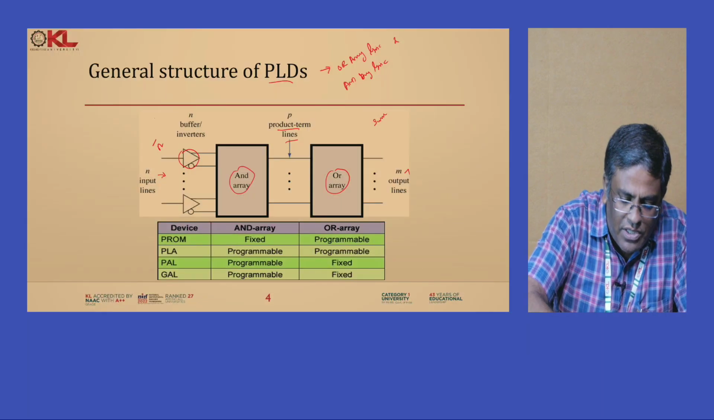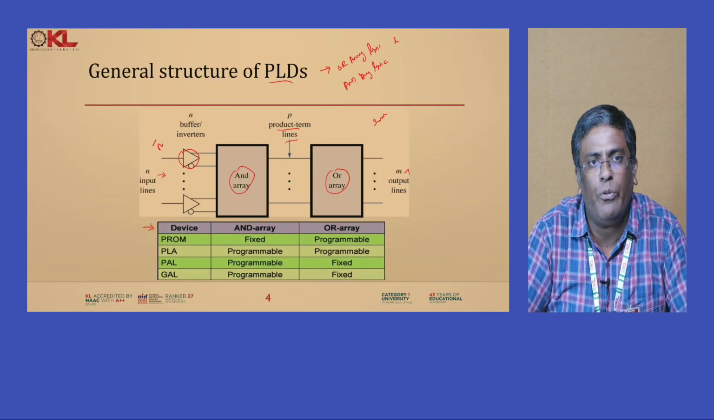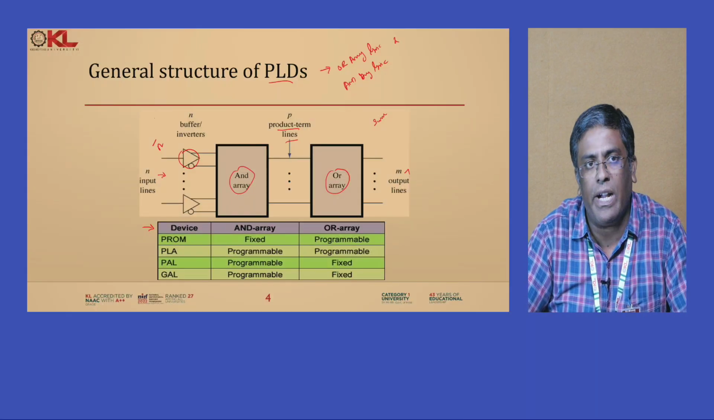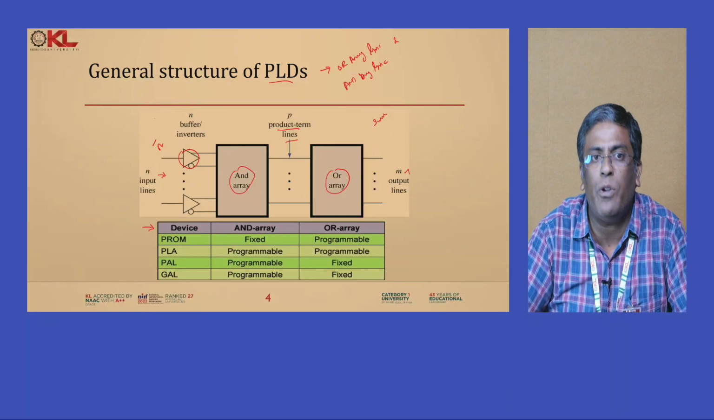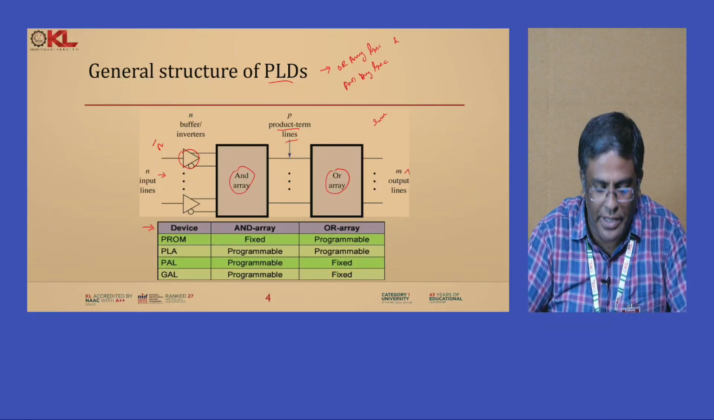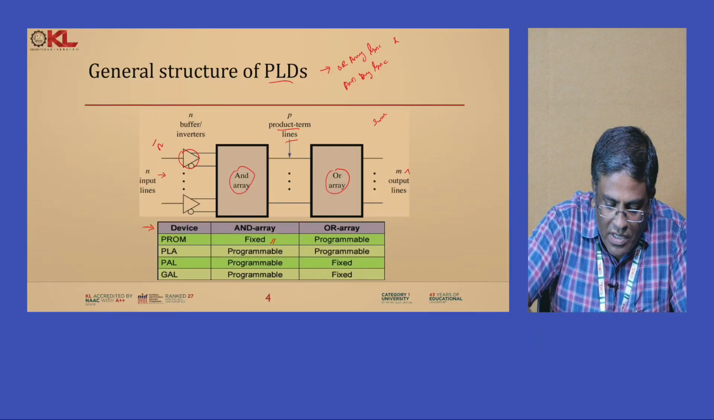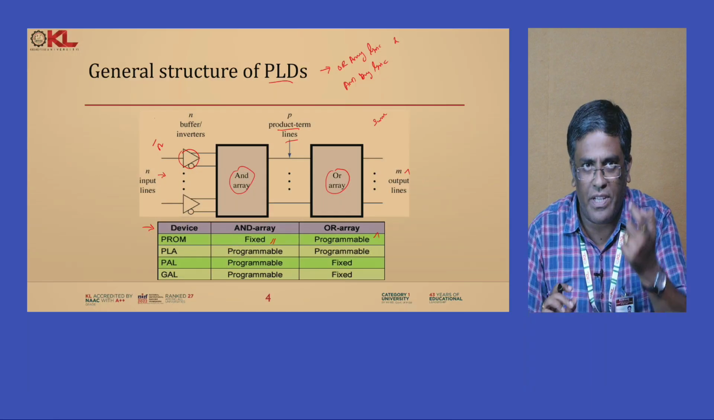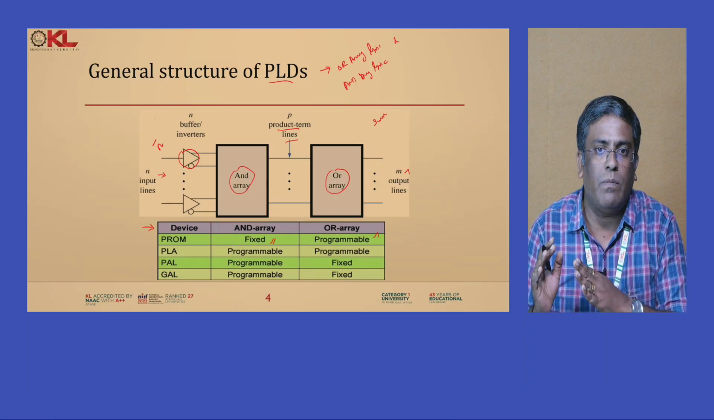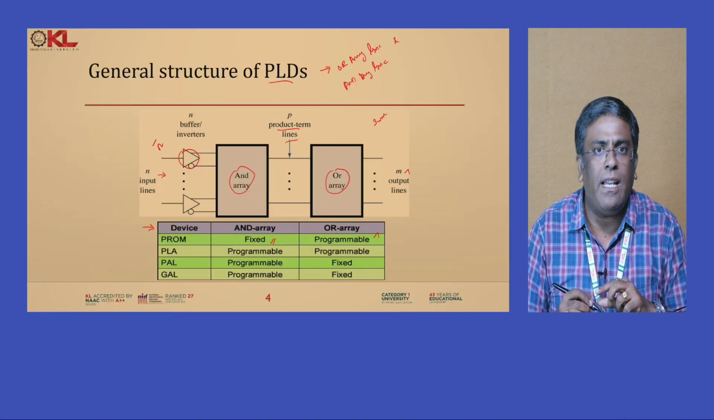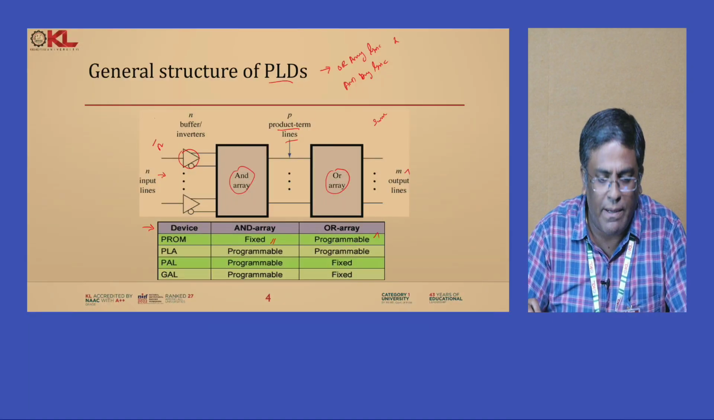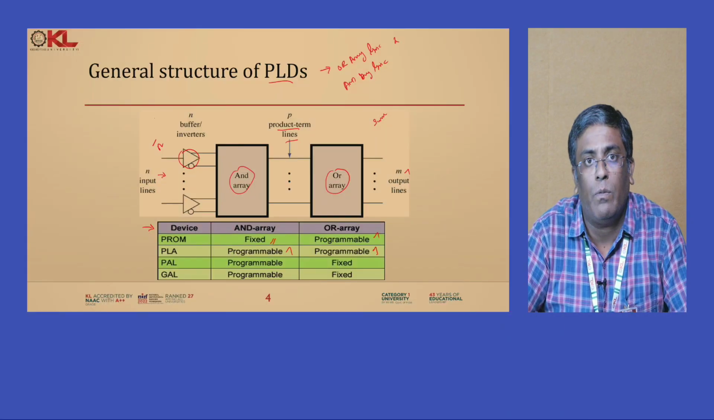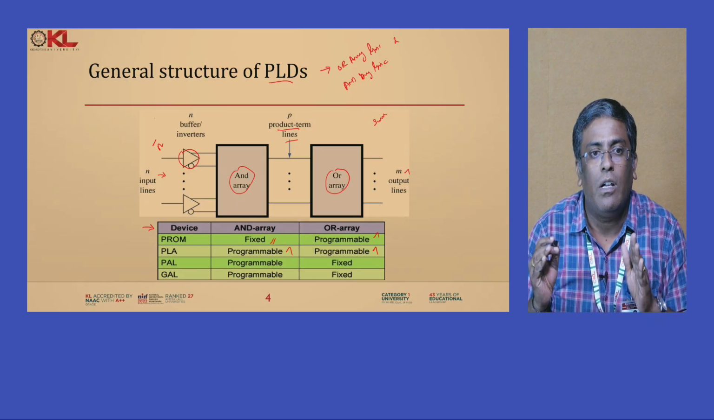Look into this table. From the table it is very clear how the programmable logic devices are framed category by category. For the PROM, programmable read only memory, the AND arrays are fixed but the OR arrays are programmable. That means the AND array is not possible to program, it's fixed, but the OR array is possible to program. Coming to the PLA, programmable logic array, both the AND array and the OR array are programmable.